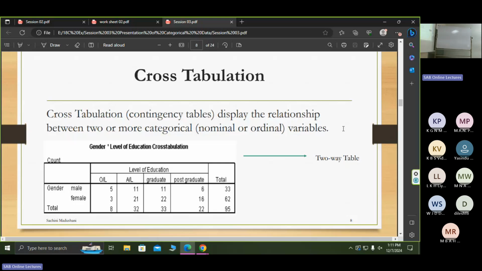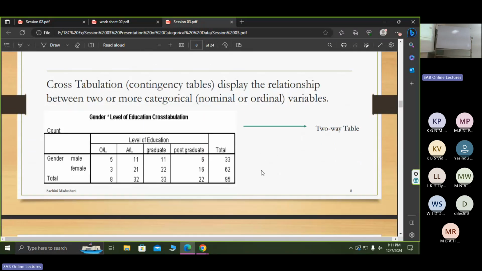Another name we can say is contingency table, or cross tabulation. In the previous examples, we only displayed one categorical variable. The first example displayed the level of education. The second one displayed the types of animals. Then we need to display more than one categorical variable using one tabulation format. That table we call a cross tabulation or contingency table. It means this table consists of more than one categorical variable.